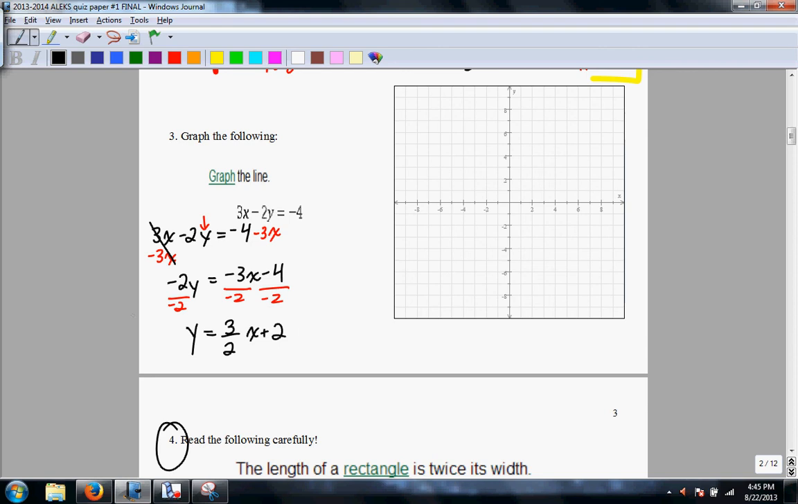And if you were to graph that line, y equals mx plus b, we start with the b here at positive 2. And then you do your rise and your run. So we're going to rise 3, and we're going to run 2, and it's a positive line. So I rise 3, 1, 2, 3, and I run 2, 1, 2. There's my next point, and I can graph my line.